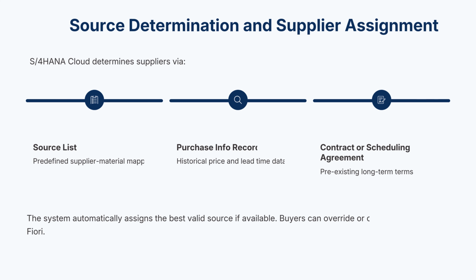Source determination and supplier assignment. In S/4HANA Cloud, source determination is intelligent. The system checks source lists, purchase info records, and existing contracts. If multiple valid sources exist, it selects the one with the best price and validity period. Alternatively, buyers can manually assign a preferred supplier for specific requirements. This flexibility supports both centralized and decentralized procurement models.